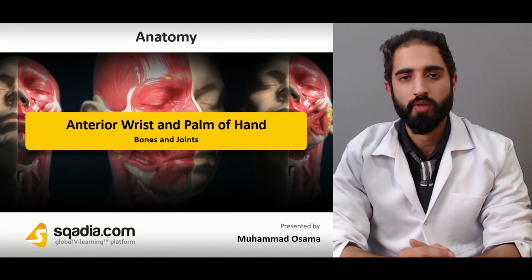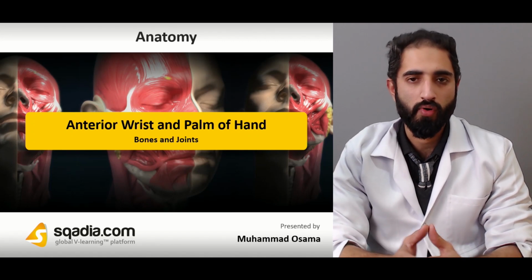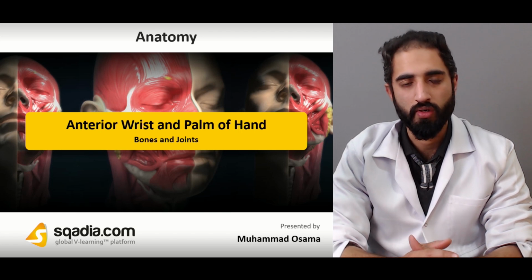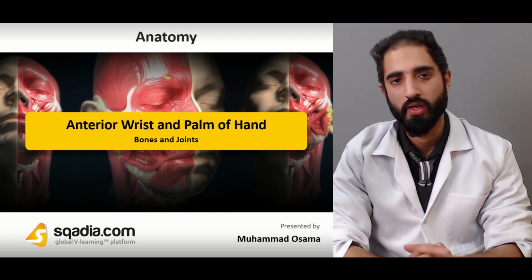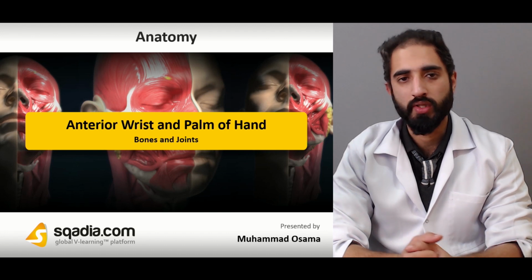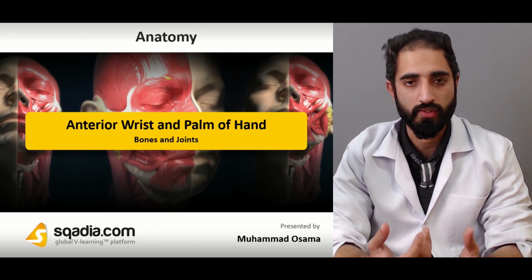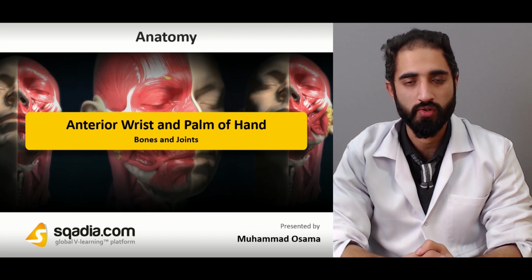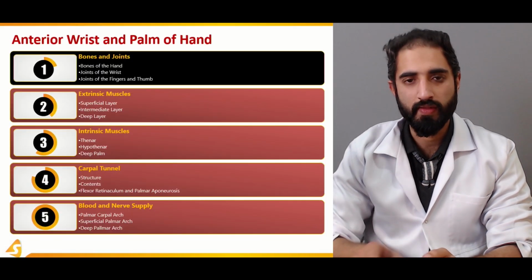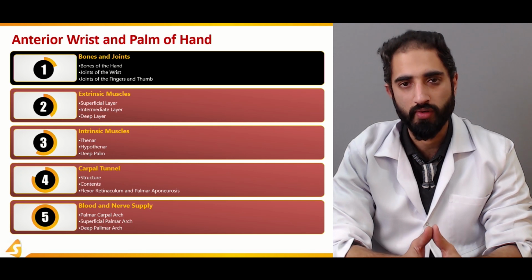Whenever we talk about the anatomy of any region, it is very important to understand the bony framework of that region. So when we're talking about the ventral aspect of the wrist as well as the palmar aspect of the hand, it is important to understand the bony structures and the joints which are present in that region. And that would be the first topic that we are going to cover in this series.